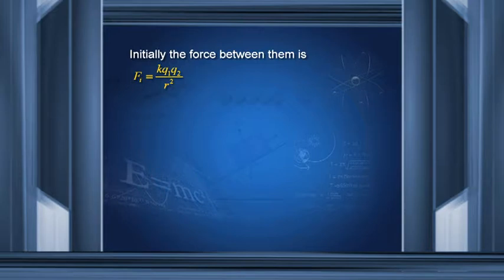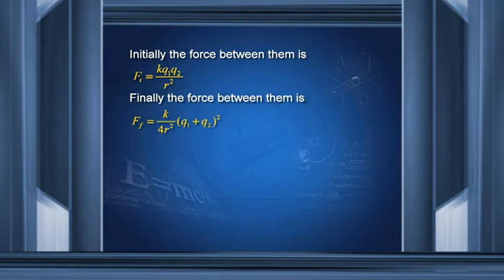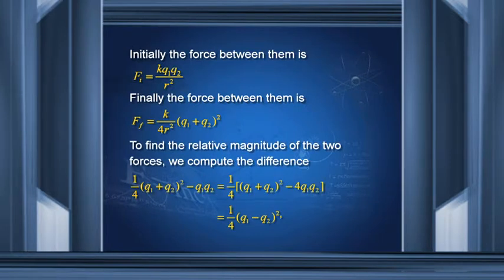You remember k is 1 by 4 pi epsilon 0. Force finally is k by 4 r squared into q1 plus q2 whole square, because q1 plus q2 by 2 becomes the charge on each. So, there is a factor of 4 here. q1 and q2 are charges on each. When they are joined, the charge on each becomes q1 plus q2 by 2. So, the force between them is k by 4 r squared into q1 plus q2 square.